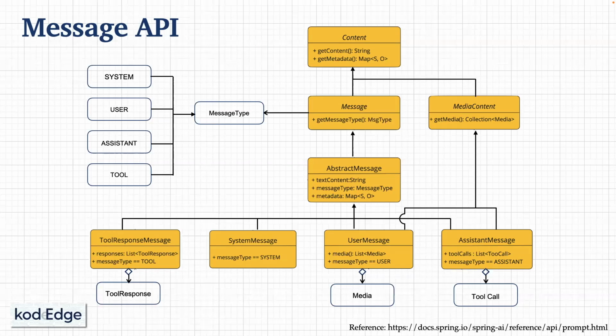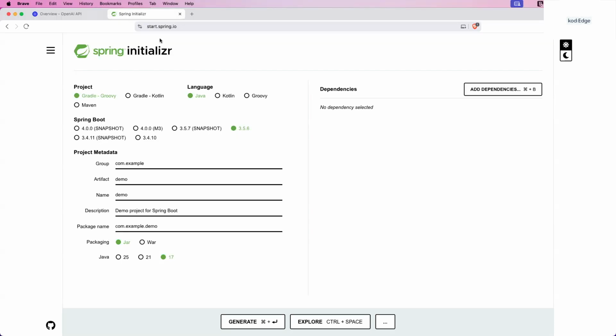So that's all about the theoretical part. Now let's see this in an actual demonstration. Let's go to the Spring Initializr and create the base project. For the group name I am giving com.kodEdge.tutorial. For the artifact I am giving spring-ai-tutorial-4, or I can say lecture 4.